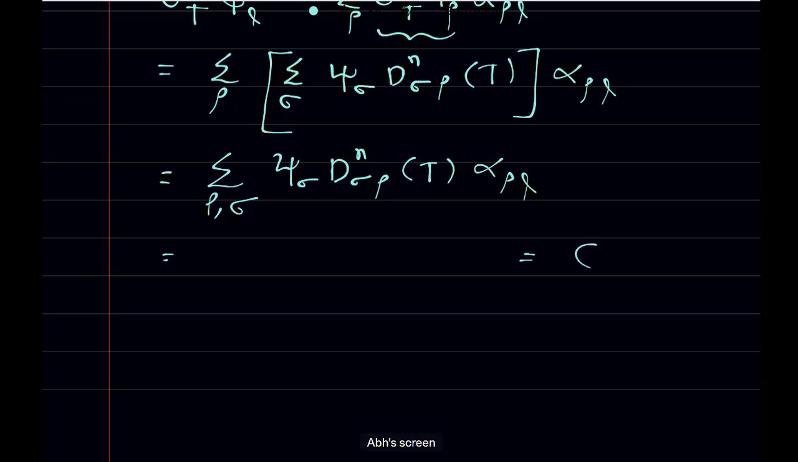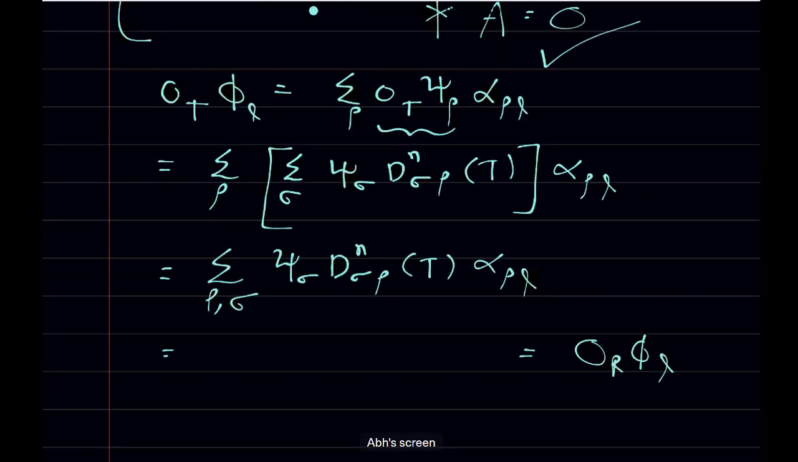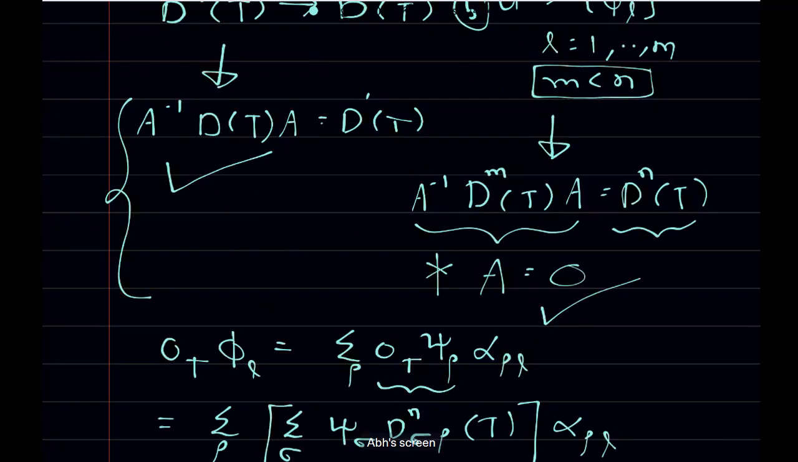You started with O of R acting on phi of L. So that means you can now expand O of R acting on phi of L by using the second relation. Let's see what happens. So remember the second relation: O of T acting on phi of L gives you this. So let's write this one. O of T acting on this, and you get what? You get summation K phi K D M K L of T.